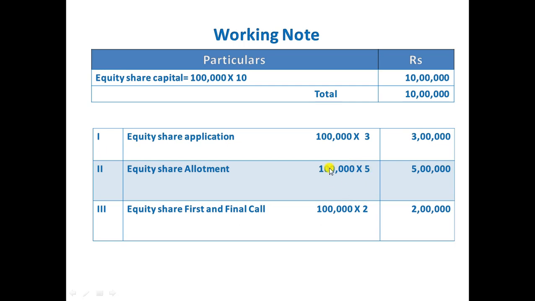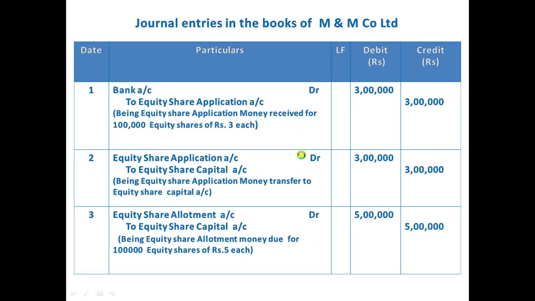Let's see how we need to record the journal entries. Before recording the journals, we need to follow certain procedures. We need to write the title, journal entries in the books of M and M Company Limited. We need to record the heading first as a title. For whom are we going to prepare the journal? In this question we are preparing a journal for M and M Company Limited. That is the reason we should write journal entries in the books of M&M Company Limited.